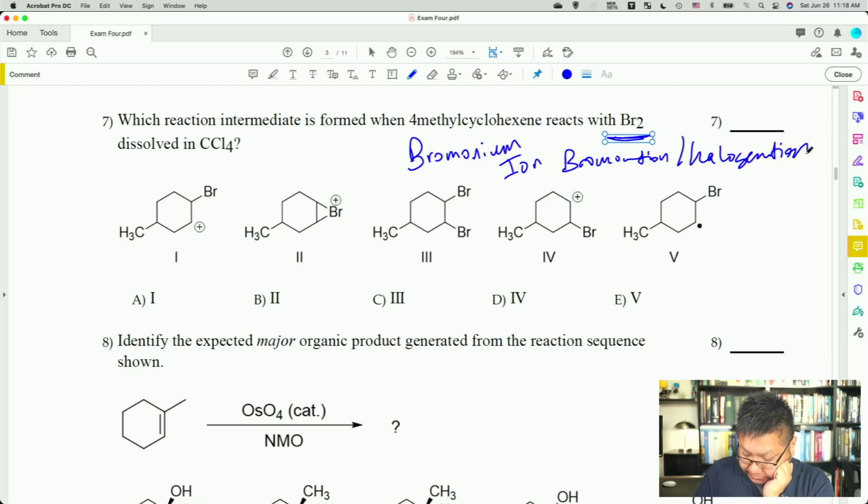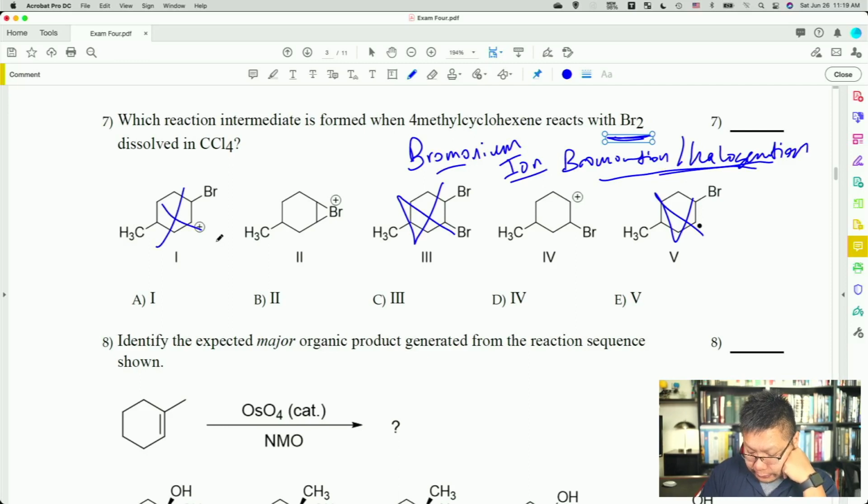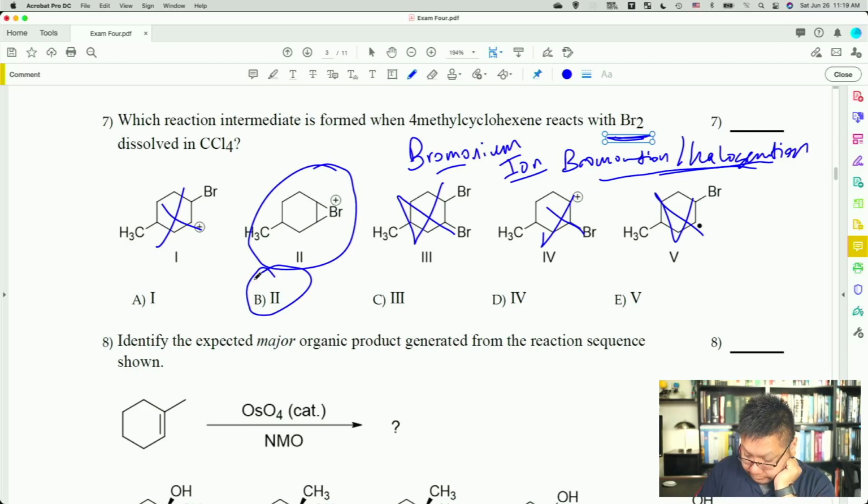So yeah, since it's that reaction, it's not consistent with a carbocation intermediate. Okay. This is not even an intermediate, so it can't be that one. This is not a radical reaction, so it can't be that one. And it's a bromination halogenation, so it doesn't go through a carbocation intermediate. It goes through the bromonium ion, right? So it can't be either one of those. The only one that's a bromonium ion is that one. So the answer is B. Okay.